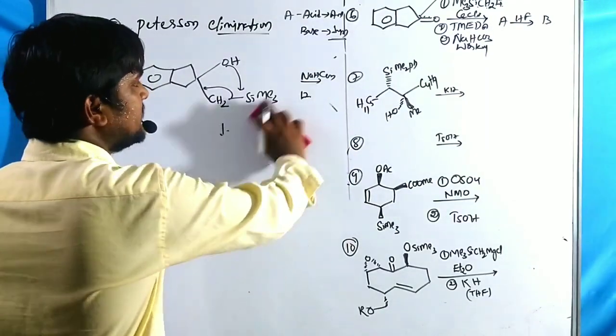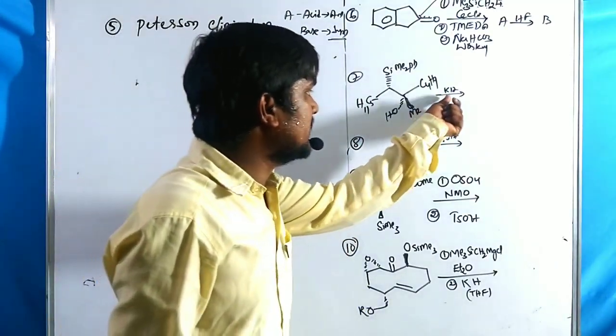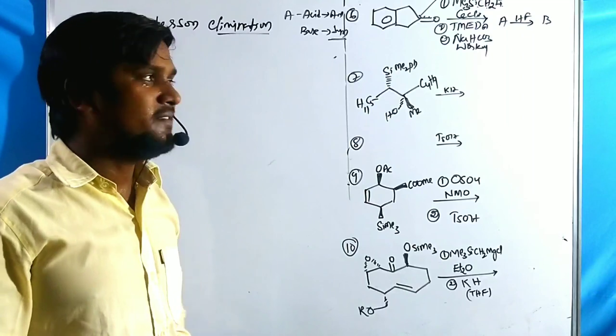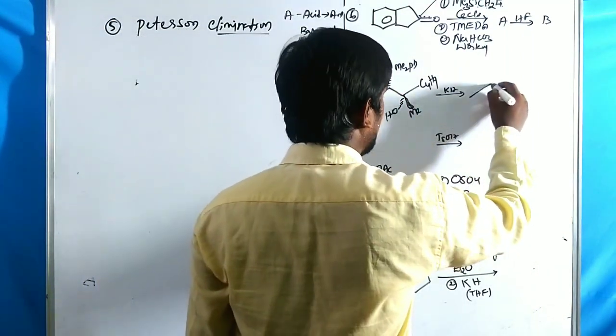Now what about the seventh example? Here they are given in KH medium. KH means a basic medium. Here both groups are in the same plane, that's why we will get the same product.